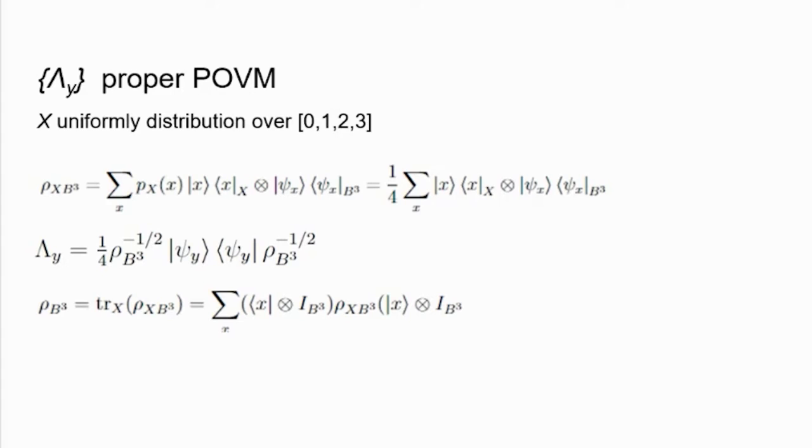Proving that lambda y is a POVM, we have to prove two different properties. First, that the eigenvalues of every lambda y are positive or zero, so lambda y has to be positive semi-definite. And second, that the summation over y of all the lambda y has to be the identity matrix. So we can start with the second one.